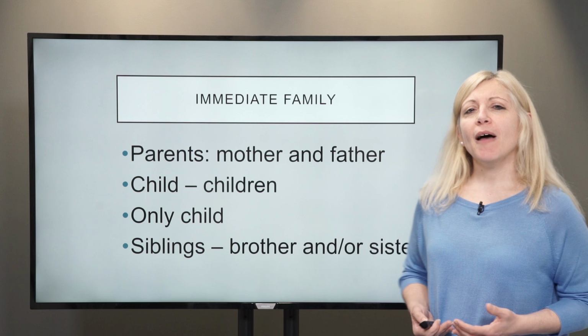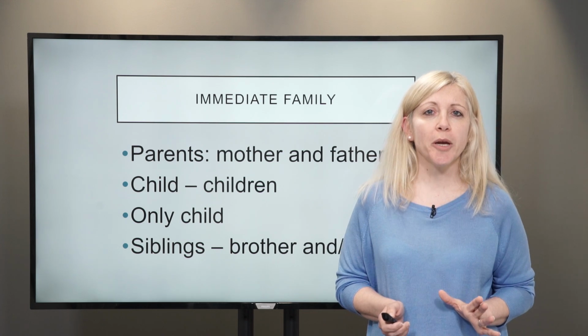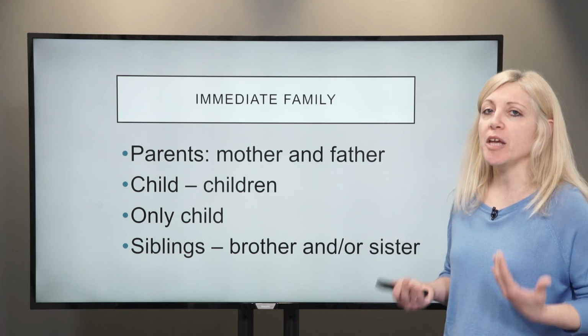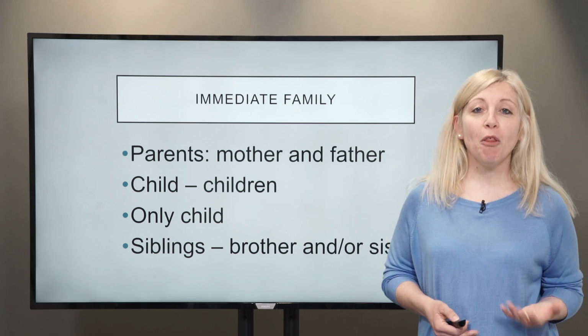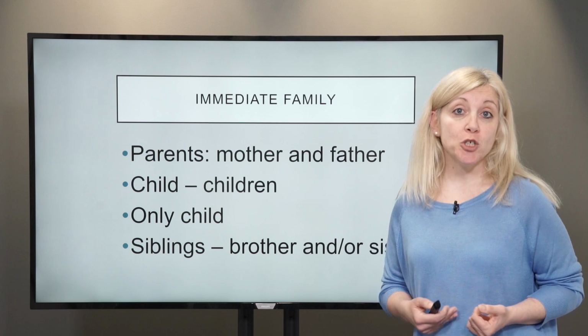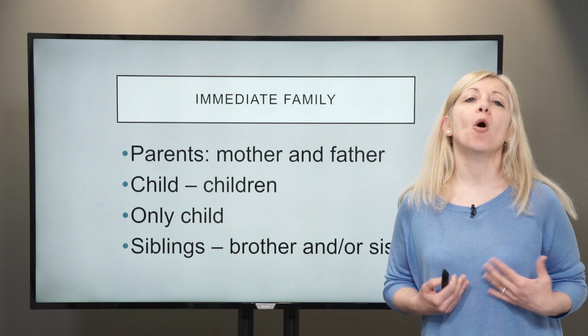Okay, let's talk about the immediate family. So when we talk about immediate family, all we are talking about is the parents, the children, okay, that's the immediate family. Let's look at some of the words. So parents, as you know, we've got mother and father. Then we say child, or the plural for child is children. And when there's only one child, we talk about an only child.